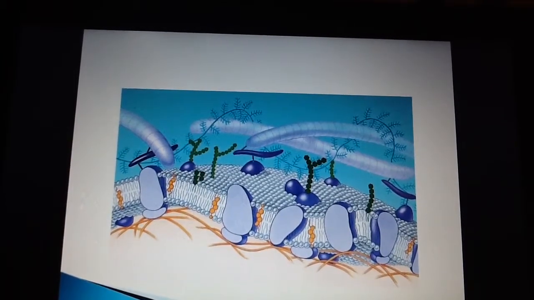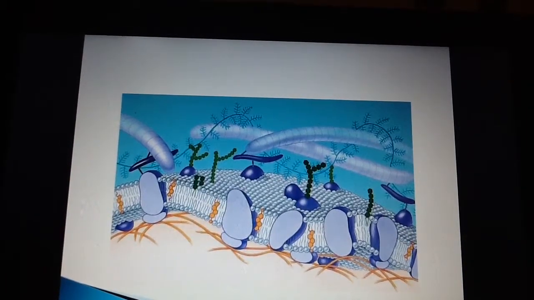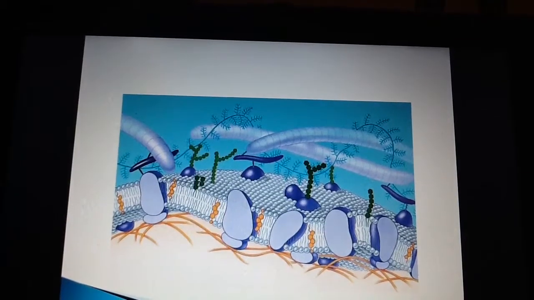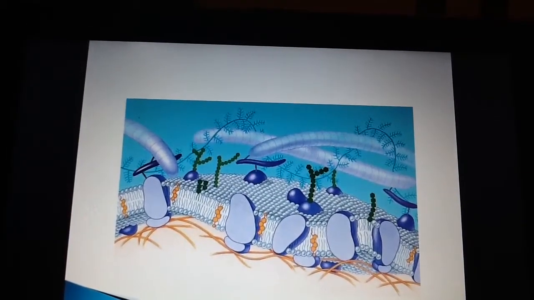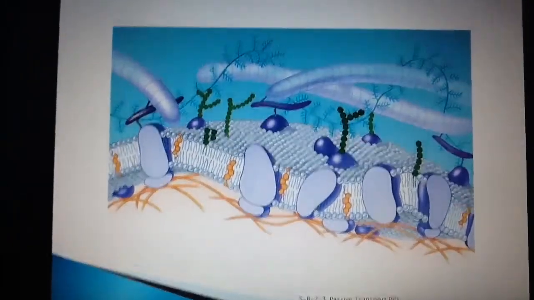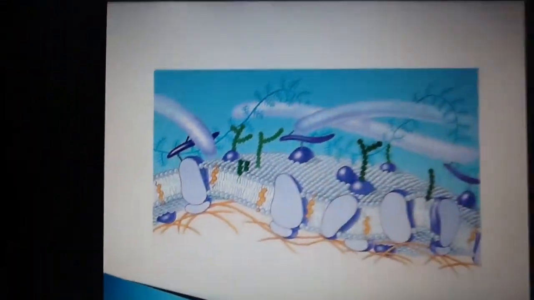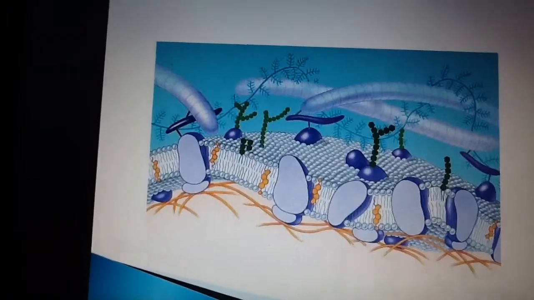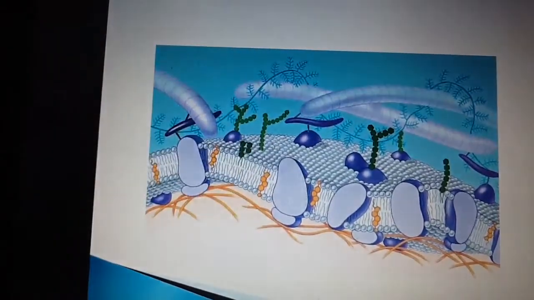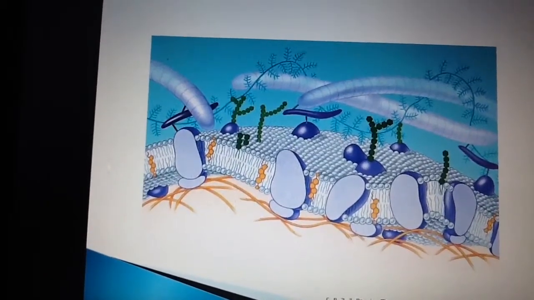I'm going to pause for a second and allow you to identify where you believe the phospholipid bilayer is in this diagram. There's a closer look for you. If you guessed this area here, you're absolutely correct. That is the phospholipid bilayer, and that is what is used in osmosis.